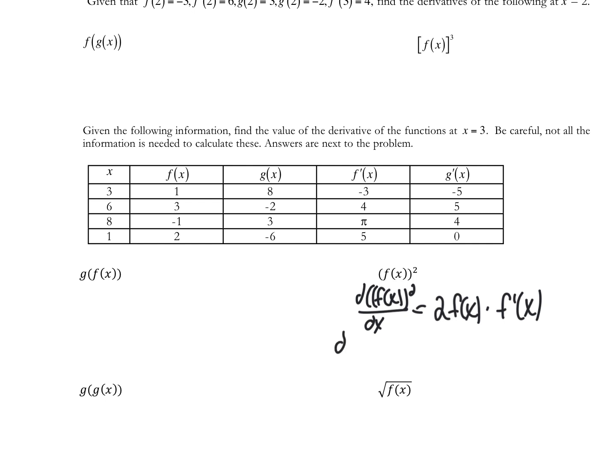So write it out using notation and then fill in the numbers after. So then if I want to know what the derivative of f of x squared with respect to x is at x equals 3, that would be 2 times f of 3 times f prime of 3. f of 3 is 1, so 2 times 1 is 2, times f prime of 3. f prime of 3 is negative 3. So I get negative 6 as my answer. Okay? So that's chain rule.